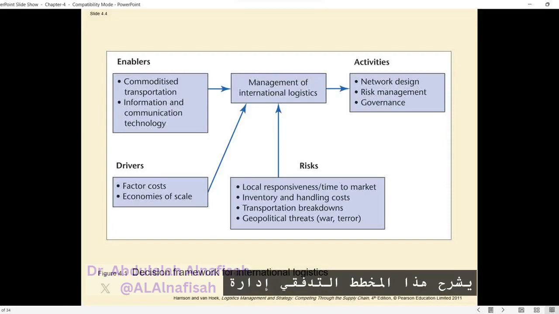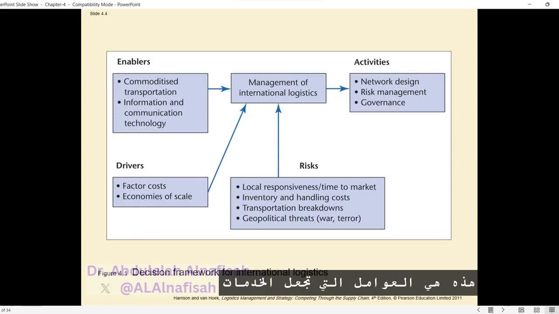Okay. This flowchart explains the management of international logistics. It shows how different factors enable and drive the process of managing the flow of goods and services across borders. It also shows the activities involved in designing, controlling, and governing the logistics network, as well as the risks that may arise from it. Here are some key points from the flowchart.